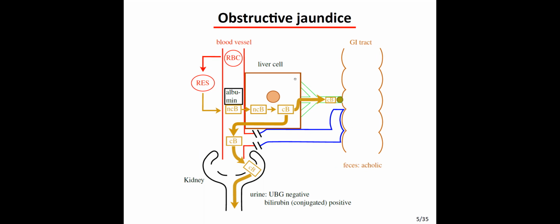Now, a question came up: how does the conjugated bilirubin enter the bloodstream? I think when the pressure increases in this space, this is how it is going to diffuse into the bloodstream.